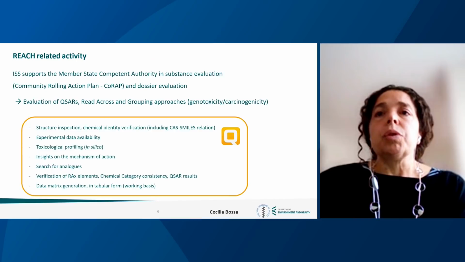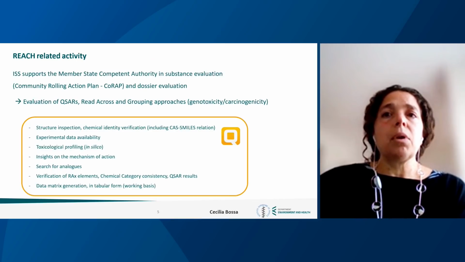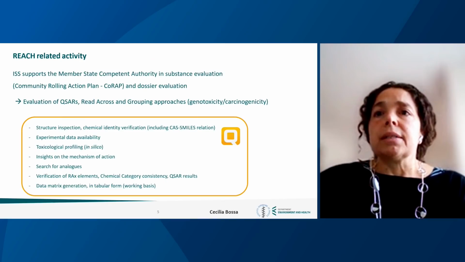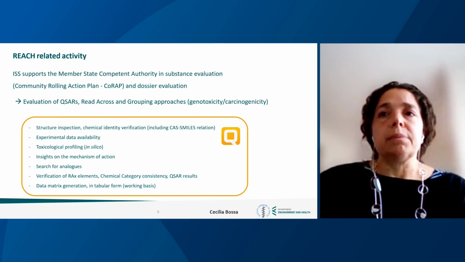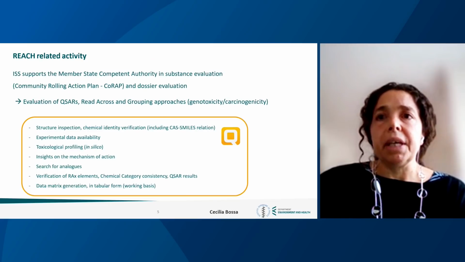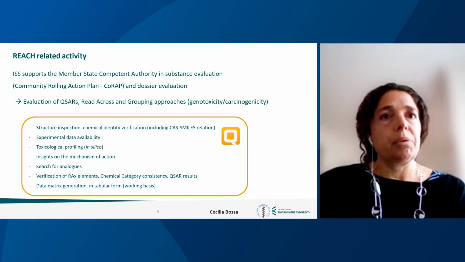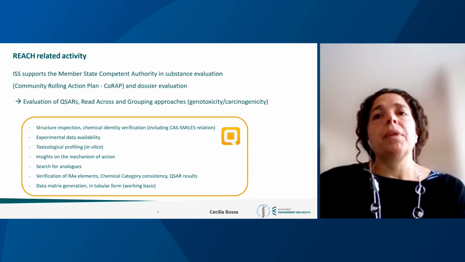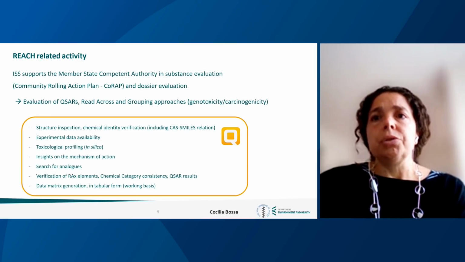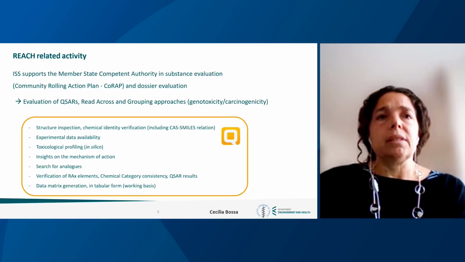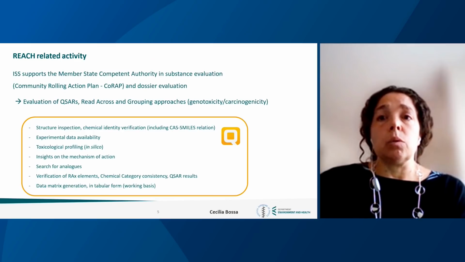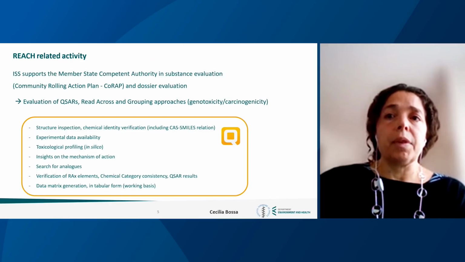In this context, we rely on the QSAR toolbox for a number of operations, such as to perform an initial structural inspection and chemical identity verification, to take a first look at experimental data availability, to perform the in silico toxicological profiling, to get some insight into the mechanism of action of chemicals, to search for the existence of analogs, to verify read-across elements, category consistency, and also in some cases QSAR results. And we also find very useful as a working basis the data matrix in tabular form that is generated by the software.